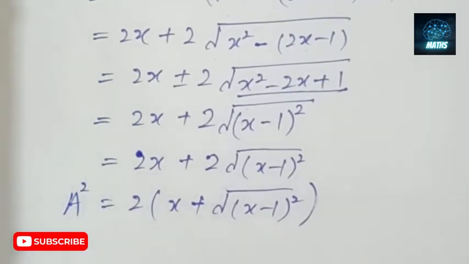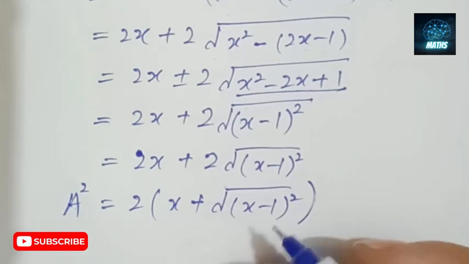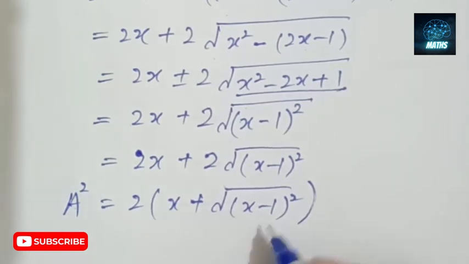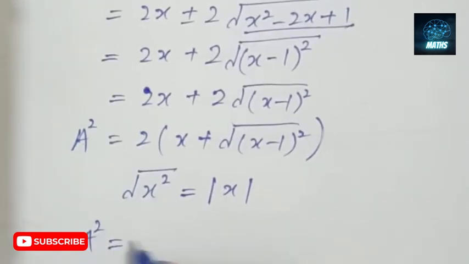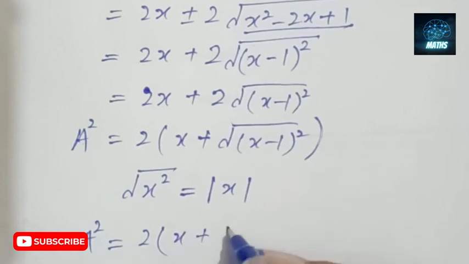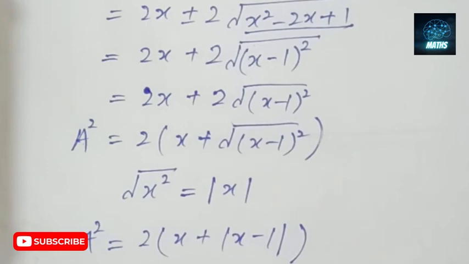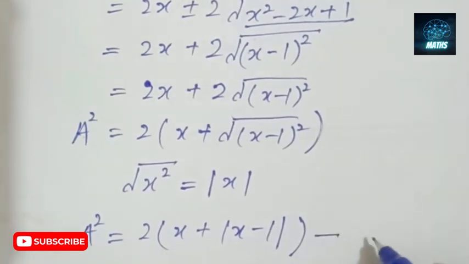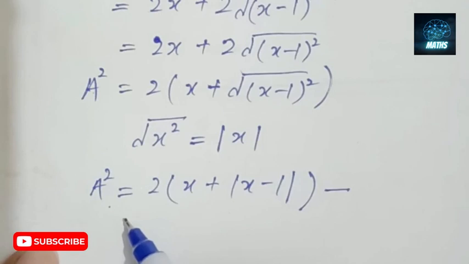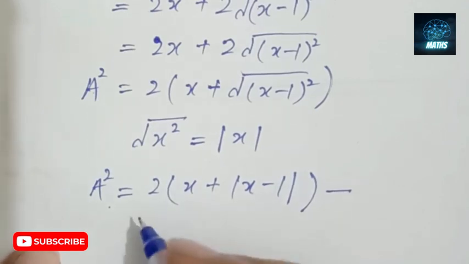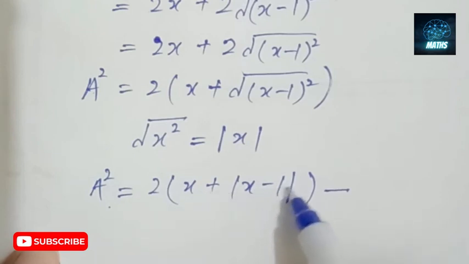So here is the value of a square, which is equal to 2x plus square root x minus 1 whole square. So by using the property that square root of x square is equal to mod x, we get a square is equal to 2x plus mod x minus 1. So this is the final equation that we get. Now by solving this equation, we can find the value of x which are required, which must be real and non-negative. So a square is equal to 2x plus mod x minus 1.